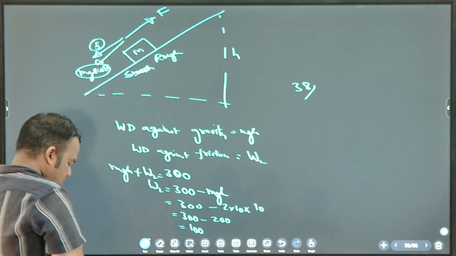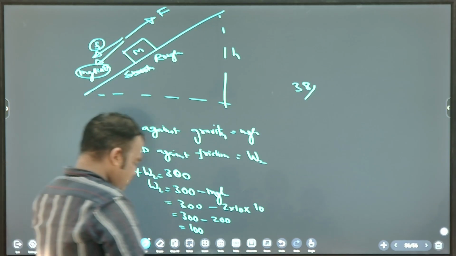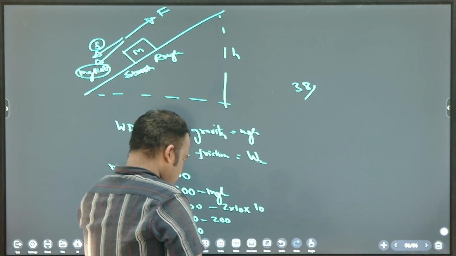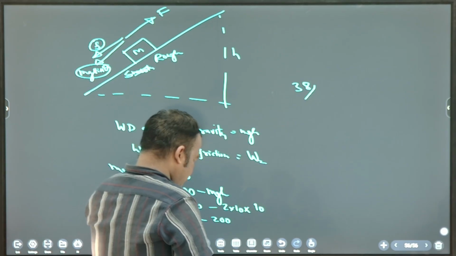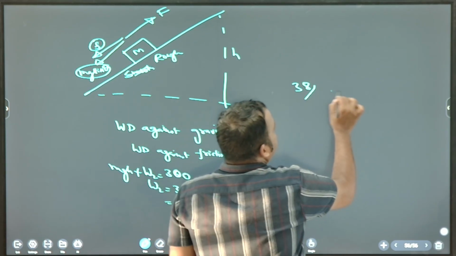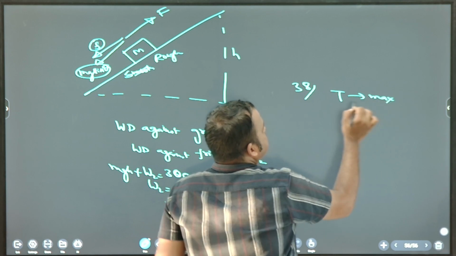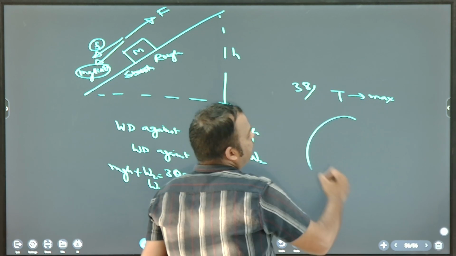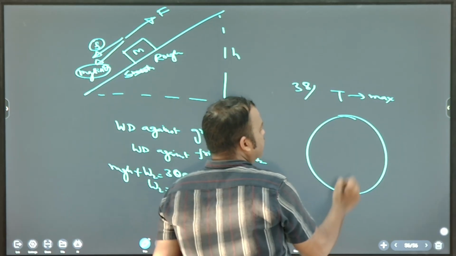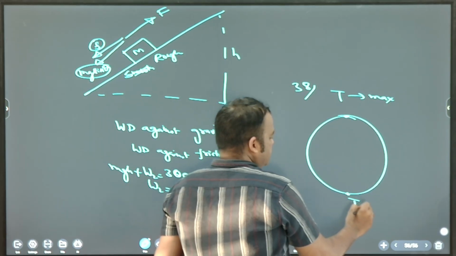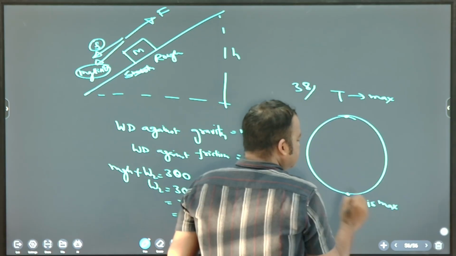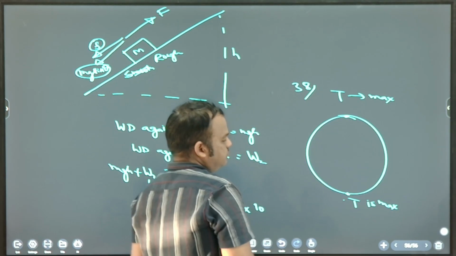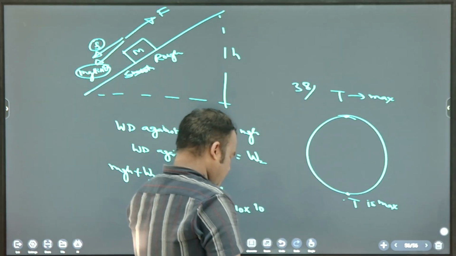Okay, next. If average velocity is increased, then at which point does the string break? So if tension is maximum, it will break. At which point is tension maximum? Tell me, lowest point or topmost point? Lowest point, good. Tension is maximum, so it will break here. It will break at the lowest point, B.